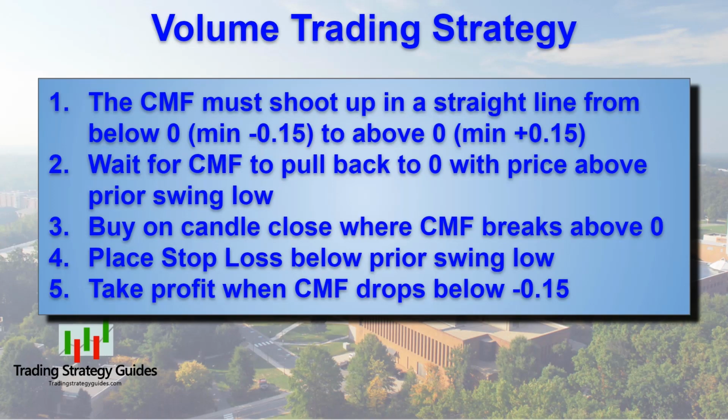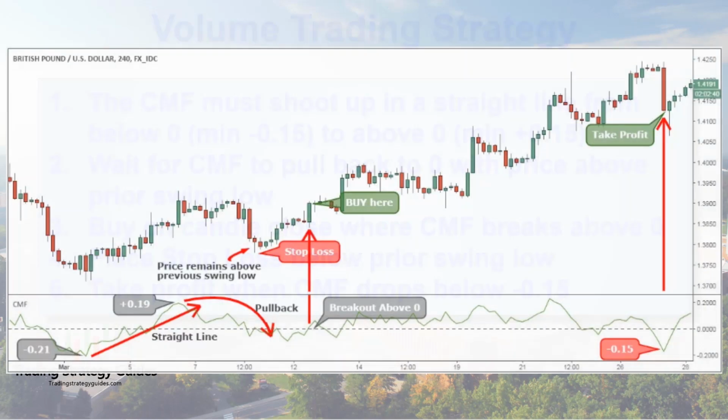And lastly, step number 5, take profit when the CMF drops below minus 0.15. Once the CMF drops back below minus 0.15, it indicates that the sellers are stepping in and it's time to take the money and run. We don't want to risk giving back some of the profits gained, so we liquidate our position at the first sign of the smart money stepping in on the other side of the market. We can always get back into the market later if the smart money buyers show up again.